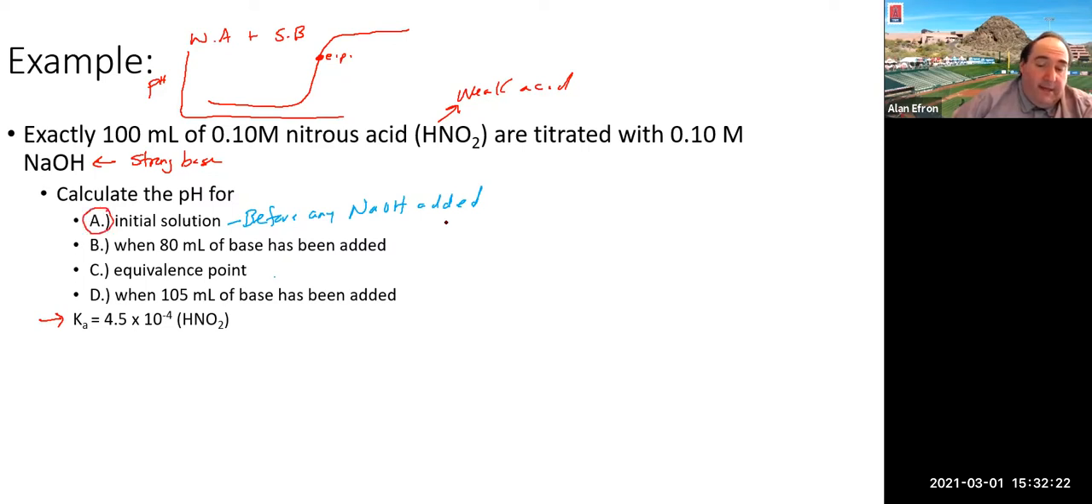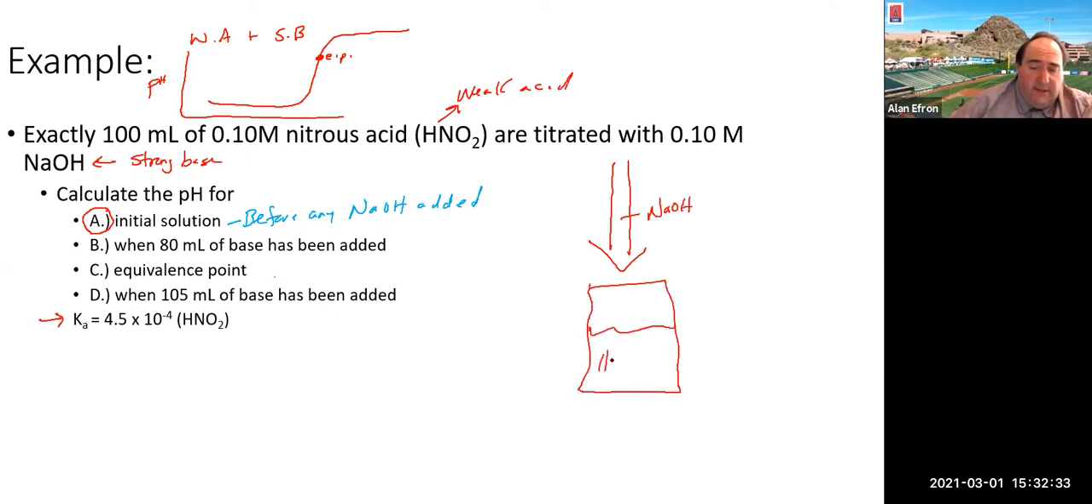So again, just to make sure everybody's on the same page, up in the burette is our sodium hydroxide in this case, and obviously we are adding it to the nitrous acid. So at part A, the initial solution, before we add any of the sodium hydroxide, we basically just have the HNO2 in the flask or the beaker. And that means what we have going there is just a weak acid. So knowing this titration, we know that this really should be a Ka type problem, a weak acid problem. And that's really where we'll start.